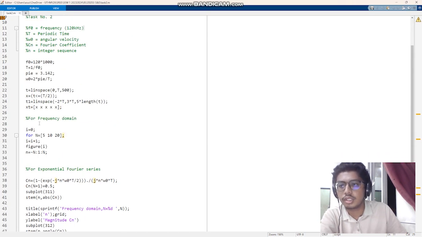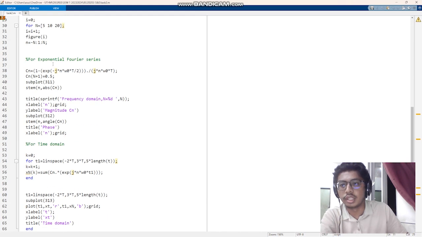For the frequency domain, as you can see on your screen right now, this is the coding, as well as the exponential Fourier series. Notice that the Cn value is the same as the manual calculation that I just showed you. We're going to input the value of Cn here, and then plot it into the graph. And this purple color is the title on the graph, nothing much.